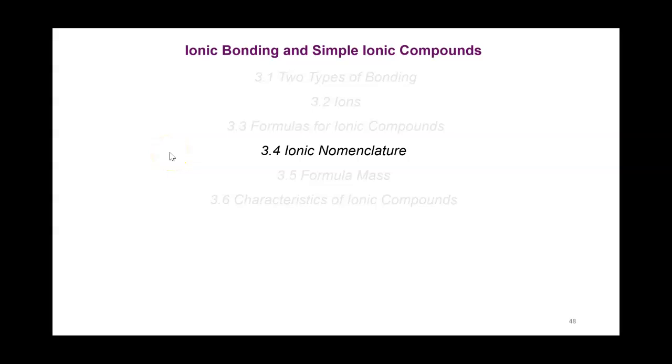In section 3.4, we will be discussing ionic nomenclature. So, first of all, we should clear up what we mean by nomenclature. Nomenclature is just simply a naming scheme. So in this case, we're talking about the naming scheme of ions and ionic compounds.